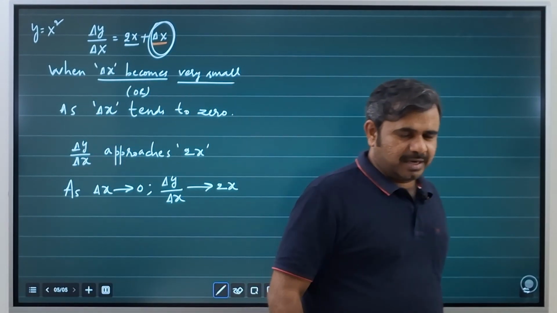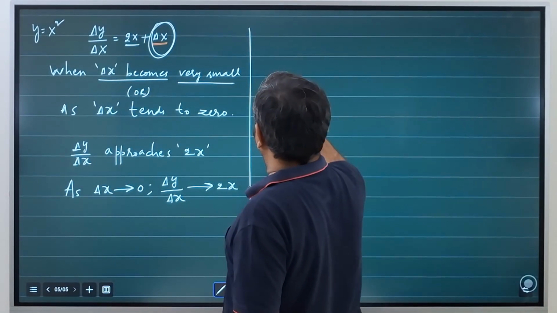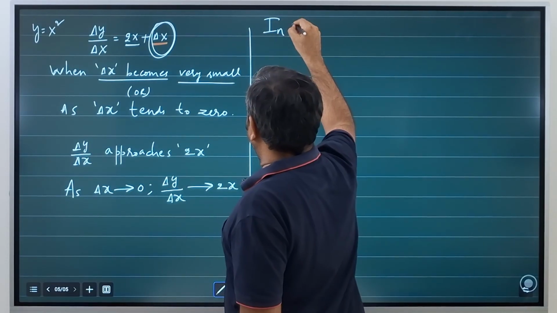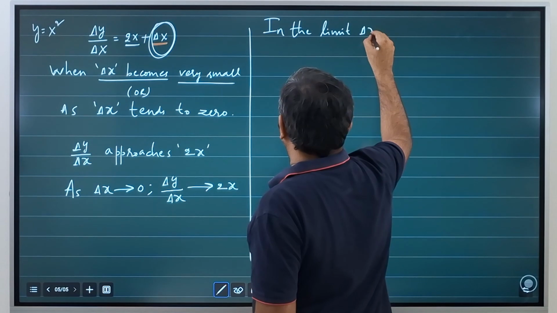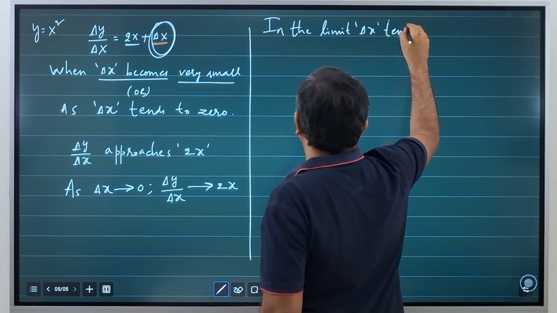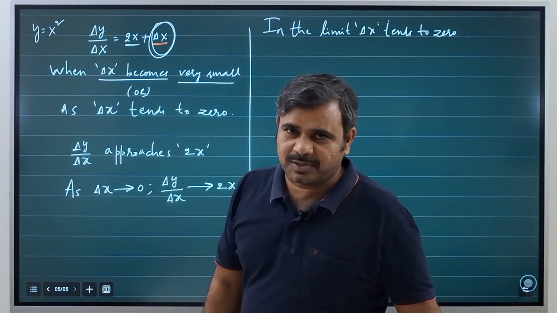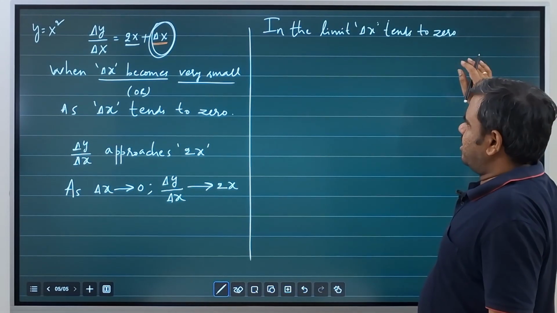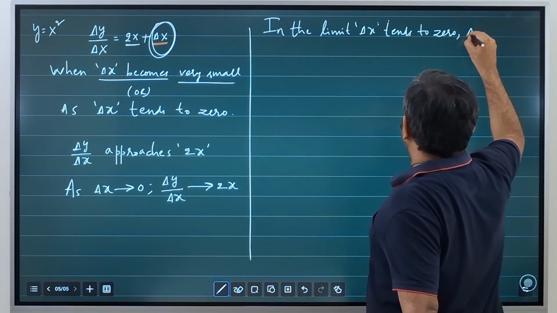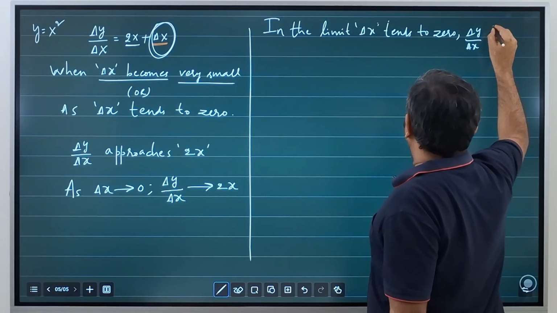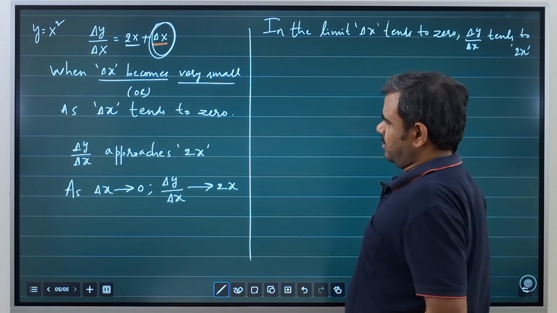Mathematically, we write the same sentence as the following. I'll write it in English first. In the limit delta x tends to 0. Delta x has no choice but to become smaller and smaller. In the limit delta x tends to 0, delta y by delta x tends to 2x. This is how we write it.